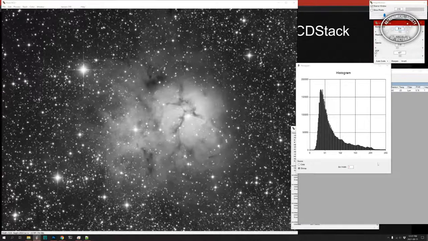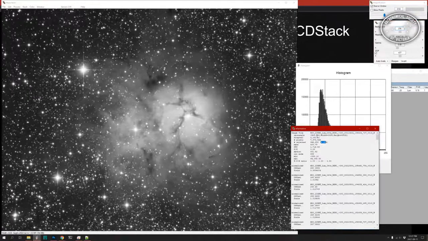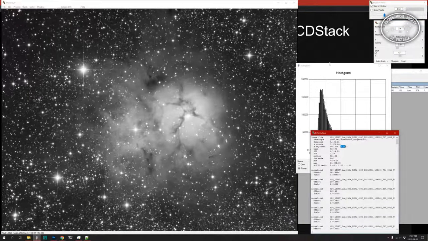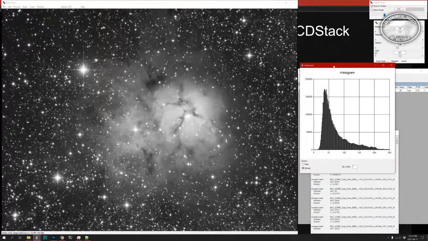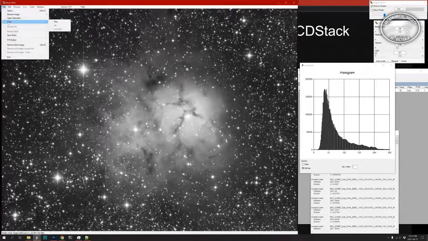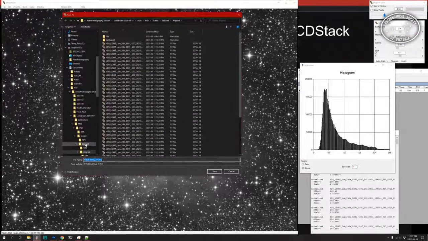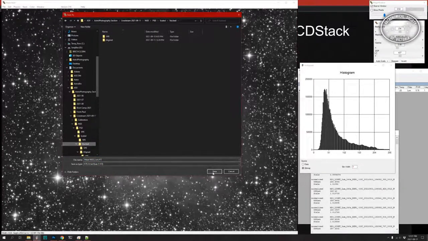it's had the dust donuts, the dust bunnies removed. It's had the thermal noise of the camera removed. It's had the shot noise of the object mitigated. It's had the read noise of the camera, all of those noise sources have been removed, and this is what we've ended up with, and we're going to save that as a stacked frame.